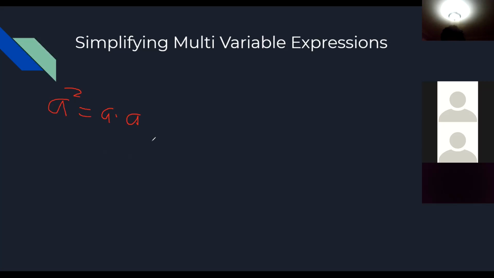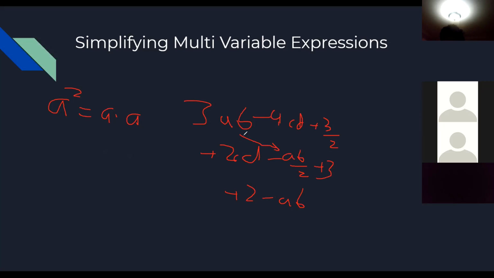Reviewing the problem before, we had 3ab minus 4cd plus 3/2 plus 2cd minus ab/2 plus 3 plus 2 minus ab. Put simply, we could add these three together, these three together, and these two together, because these groups are like terms, and so you would find the final answer. Moving on.